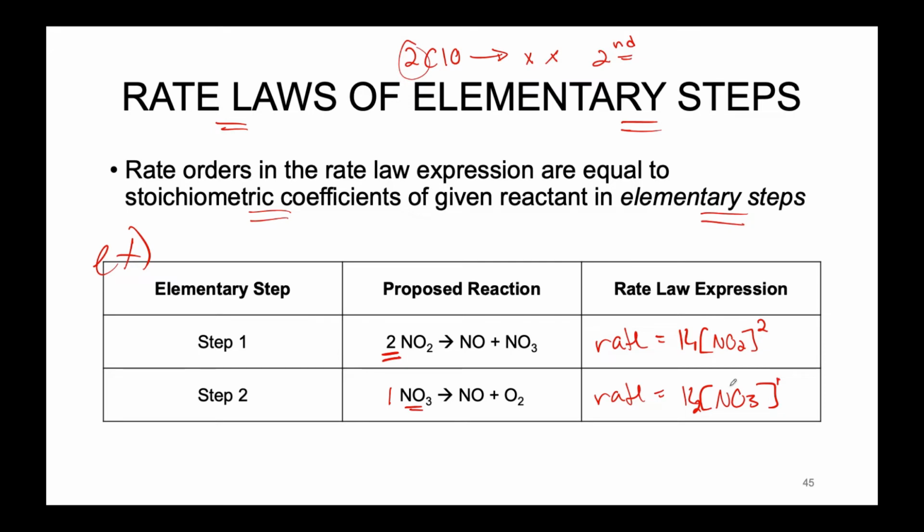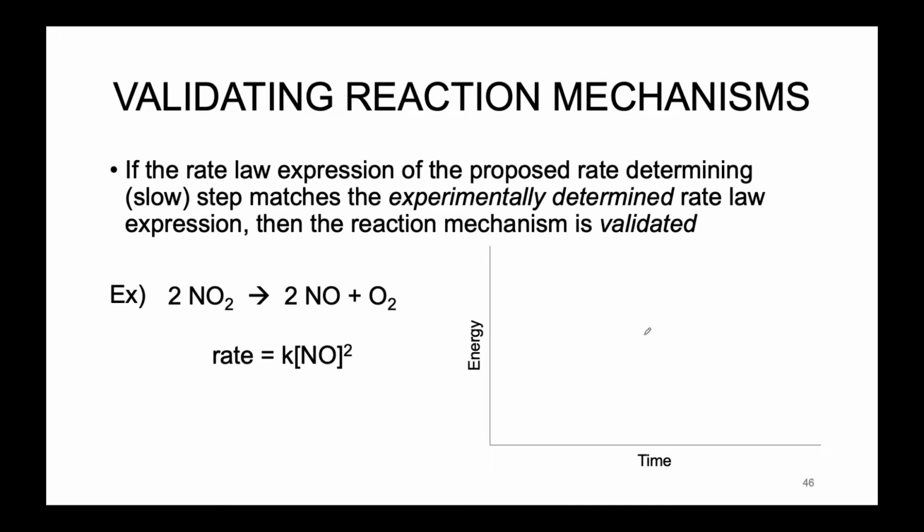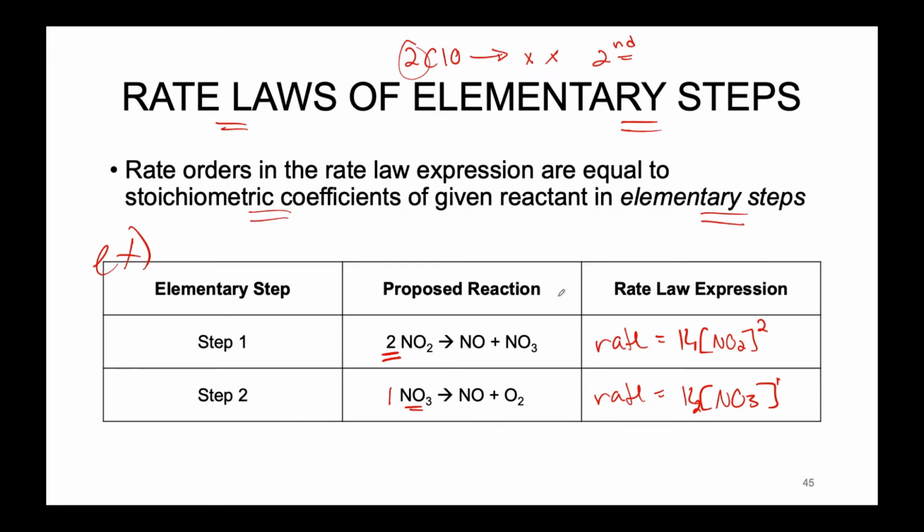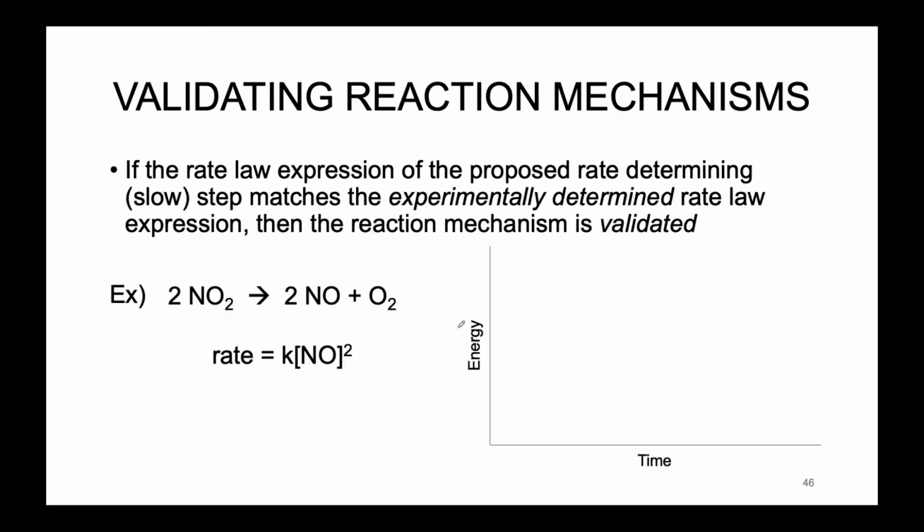Now, experimentally determined rate law expressions are going to match that of whatever the slow step is. So what I mean here is that if we want to validate a reaction mechanism, in other words, how do we know that this proposed mechanism, this theoretical mechanism, is true? Well, I did say that there is experimental evidence for this, and so here's how we can validate this type of reaction mechanism. If the rate law expression of your proposed rate determining or slow step matches an experimentally determined rate law expression, then you have a good to go reaction mechanism. It has been validated, and what this validation means is that your reaction mechanism is experimentally supported.